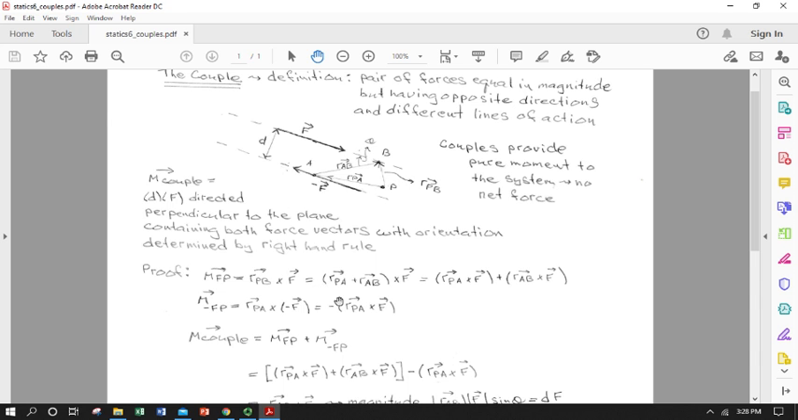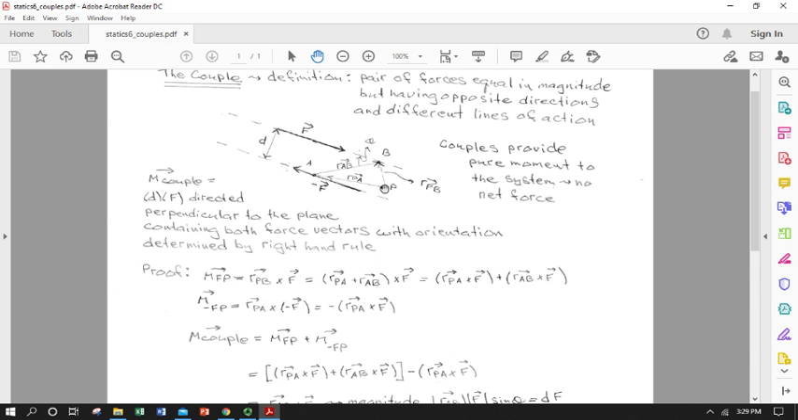And let's use some vector algebra to relate r P to B to r P to A and r A to B, because we're going to want to relate r P to B and the moment due to F to the moment due to negative F. So let's do our substitution up front, knowing we're going to need to do that. So we're going to substitute in for r P to B.